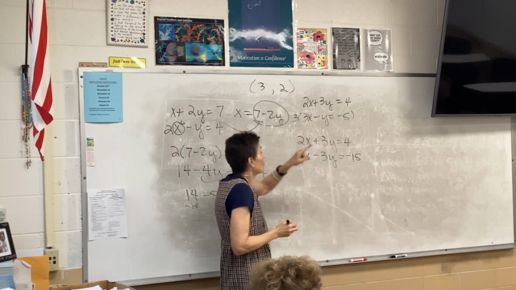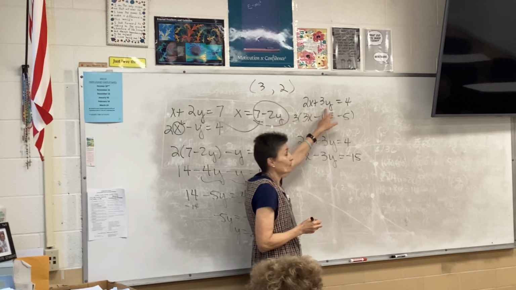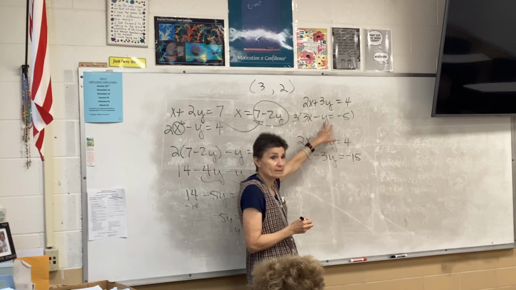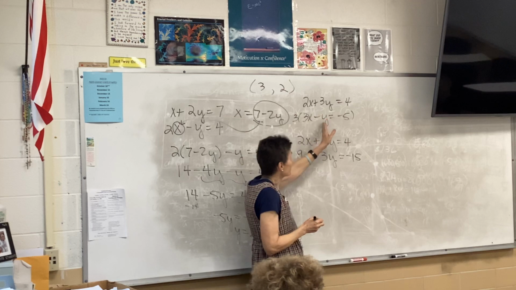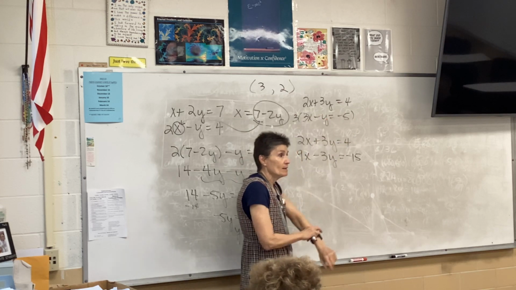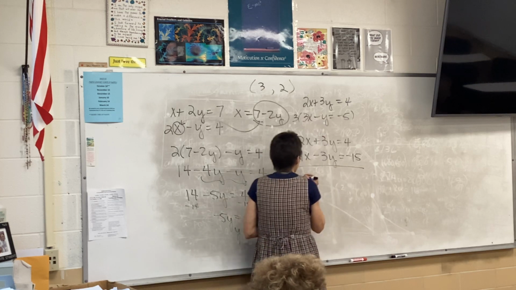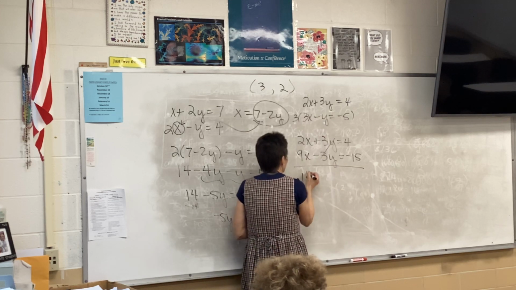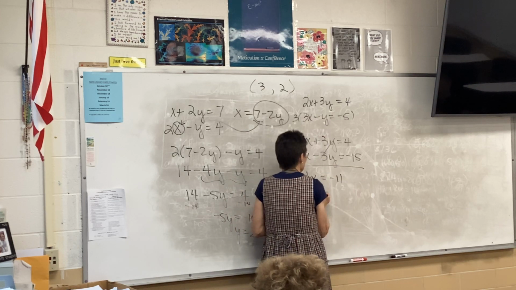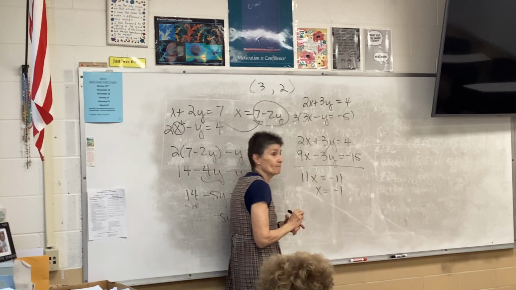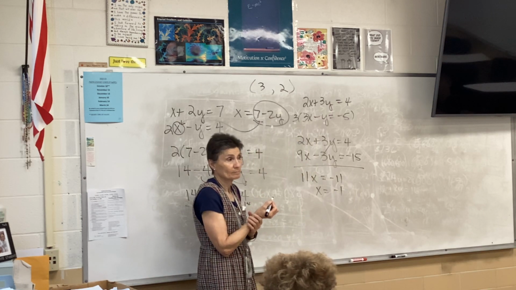You guys, when you decide you're going to multiply by 3, and I think that was a really good choice, everything gets times by 3. Not just the y, everything. So now I can add 11x equals negative 11. So it looks like x equals negative 1.